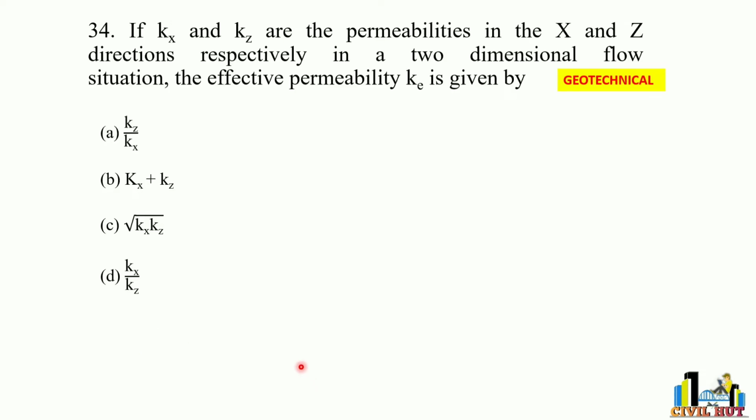Next question: if Kx and Kz are the permeabilities in the x and z directions respectively in a two-dimensional flow situation, the effective permeability is given by, this is also a direct formula. Option A, Kz by Kx. Option B, Kx plus Kz. Option C, root of Kx plus Kx into Kz. Option D, Kx by Kz. Our answer is root of Kx into Kz. This is the direct formula.